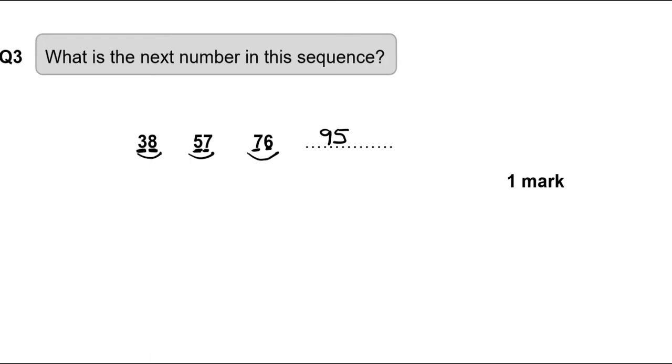You can also check what is the difference between these two. So if you take away 38 from 57, and then 57 from 76, and then 76 from 95, the difference should be the same.